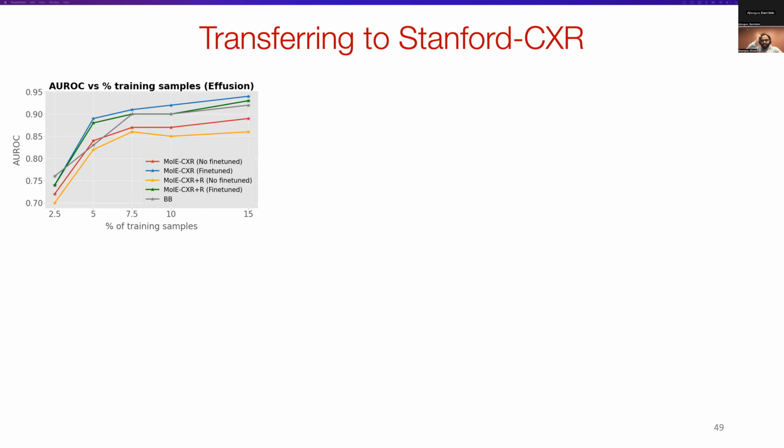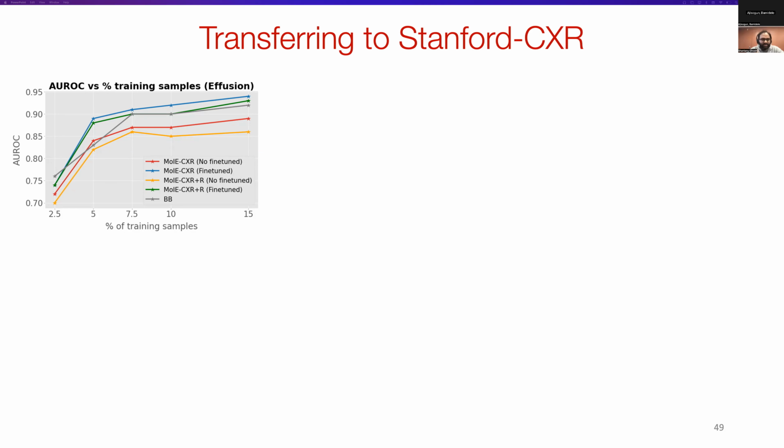So here is some result. The y-axis is the performance, the AU-ROC. The x-axis is the percentage of training samples that we used in Stanford CXR. So in this experiment, we train a black box on MIMIC-CXR. We extracted our models, a mixture of interpretable models, from MIMIC-CXR, and we aim to transfer the black box and our interpretable model to Stanford CXR to see the performance gap.